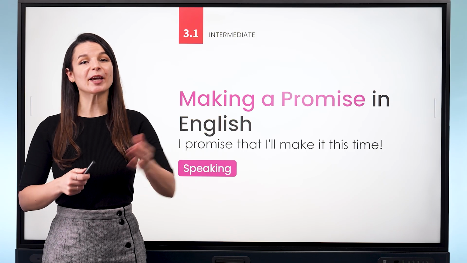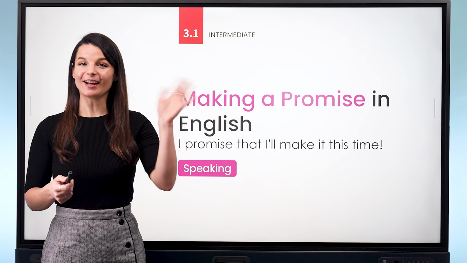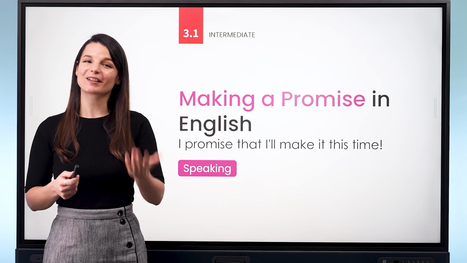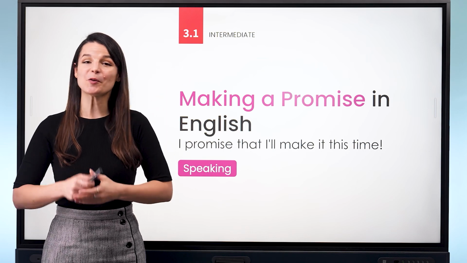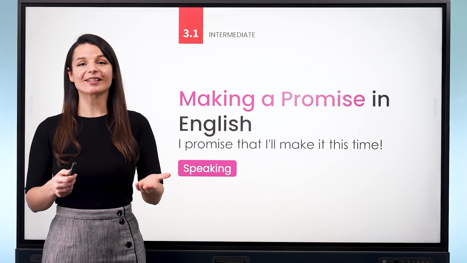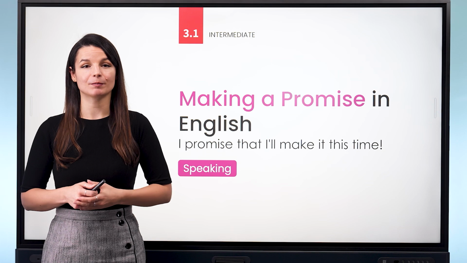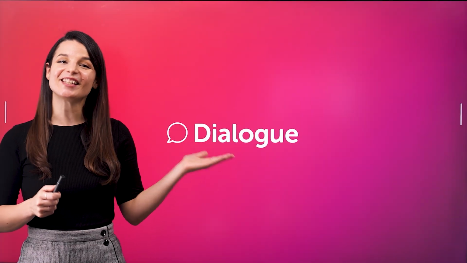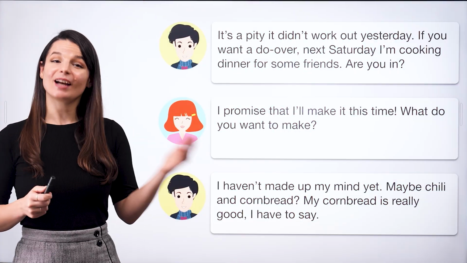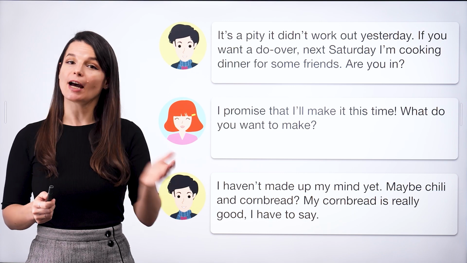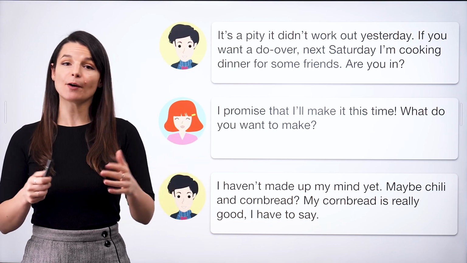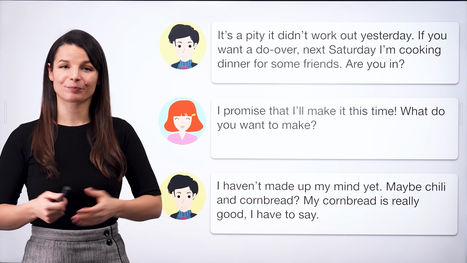Do you know how to make a promise in English? Hi, my name is Alicia, and this is 3-Step English by EnglishClass101.com. In this lesson, you'll learn how to make a promise in English through a quick conversation. Let's look at the dialogue. As you listen, pay attention to how they ask about the topic and how the other person responds.